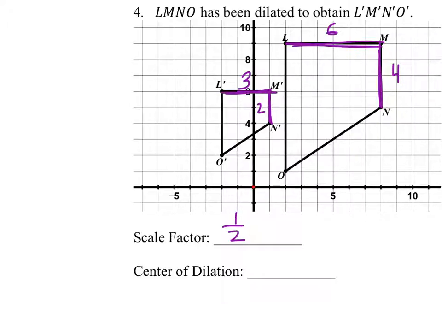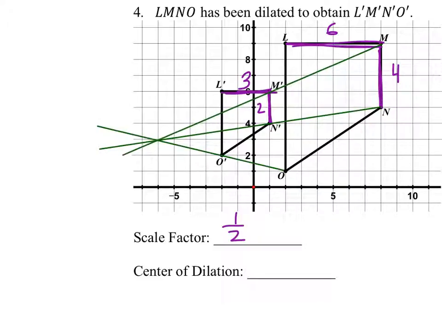It's getting smaller. Now we just got to find the center of dilation. So we'll just draw lines going from the point to its corresponding point. So N and N prime will connect as well, M and M prime right here, and you guys can see where these intersect already. So L and L prime. They all connect right here, which is at -6, 3. And that is our center of dilation.